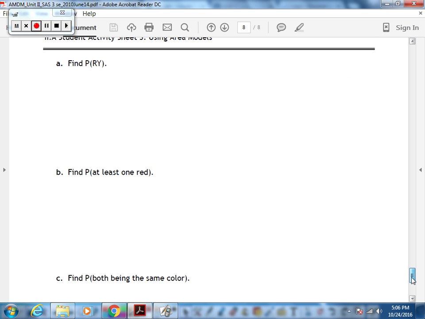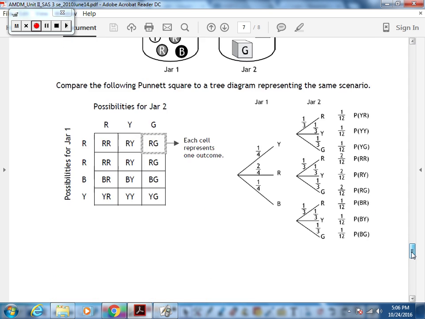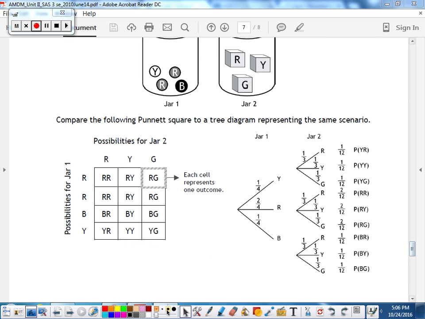And then probability of at least one red. So find all the ones that have at least one red. This one has at least one red, that one, that one, that one. Okay, that's 1, 2, 3, 4, 5, 6, 7, 8. So 8 out of, oh, I'm sorry, this was 12 for the other one. I thought there were 4 rows. 8 out of 12. Simplify it, and that's what you get.